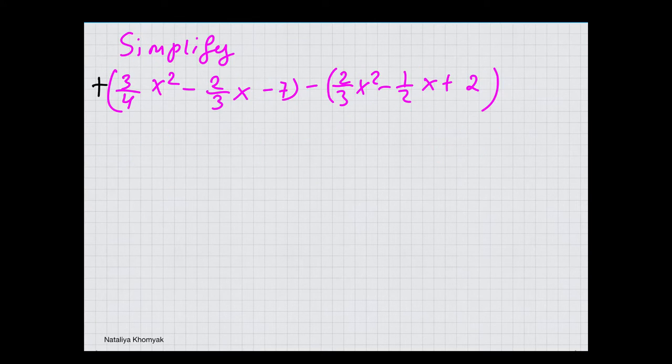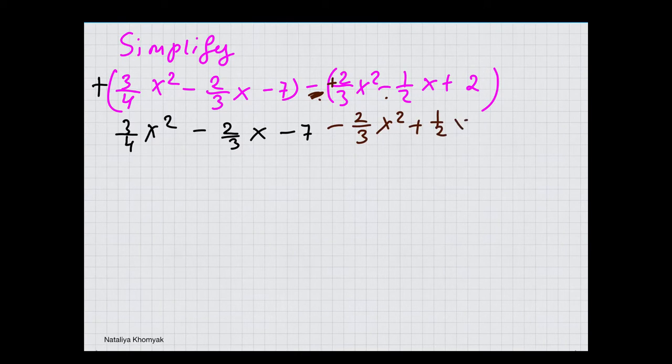If parenthesis is positive, you can just drop it. So we have 3/4 x to the second minus 2/3 of x minus 7. If it has a negative sign in front of it, you will have to change all of the signs. So this was positive 2/3, it will become negative 2/3 of x to the second. Negative times negative, positive 1/2 of x. Negative times positive, minus 2.